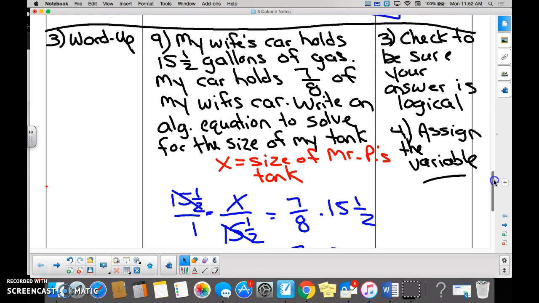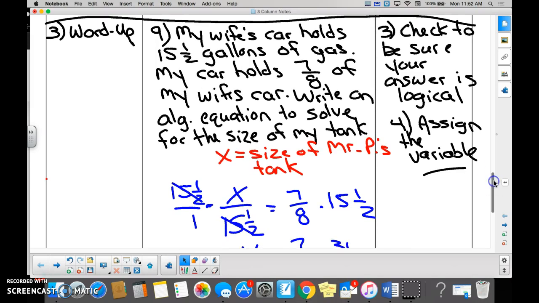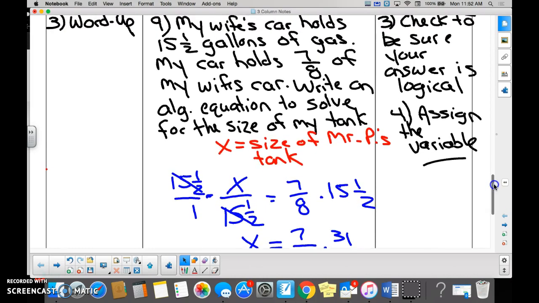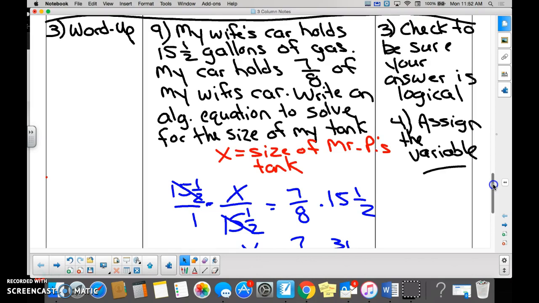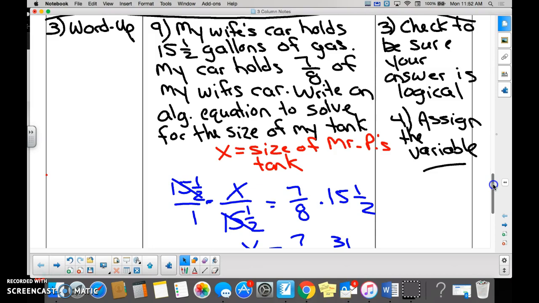So I wanted you to write an equation so that you could find out how big my gas tank was compared to my wife's. Or, if you wrote an algebraic equation correctly, you could find out how big any gas tank was compared to my wife's, right? We had a really hard time doing that. A couple of the strategies we talked about: before even writing the equation, figure out the answer and work backwards. Make sure the answer that you get is logical. If it's not, start over.